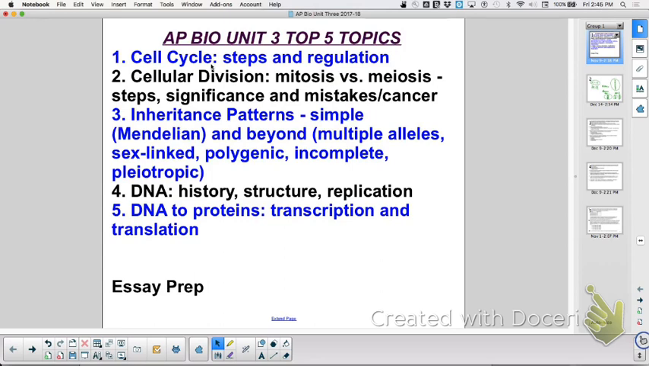Law of independent assortment. Are you raising your hand, sweetheart? Oh, no, sorry. Okay, so law of independent assortment says what?